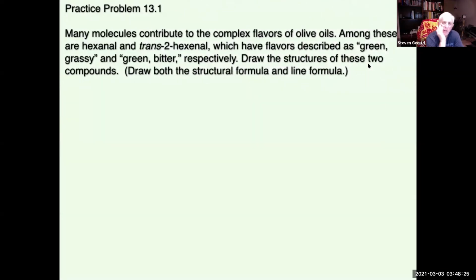Okay. Many molecules contribute to the complex flavors of olive oils. Among these are hexanal and trans-2-hexenal, which have flavors described as green, grassy and green, bitter, respectively. Draw the structure of these 2 compounds, both the structural formulas and the line formulas. Cool. So we got 2 compounds to draw: hexanal and trans-2-hexenal. Now, I just got done telling you the AL group is at number 1. Why is there a 2 in this one right here?